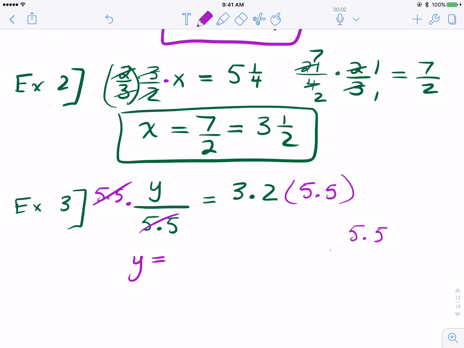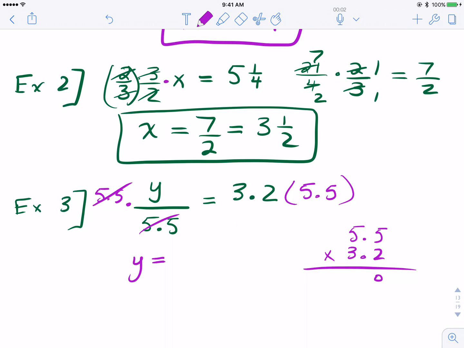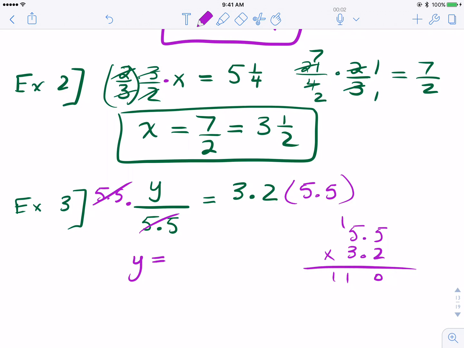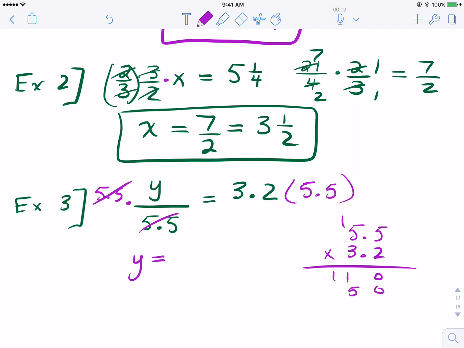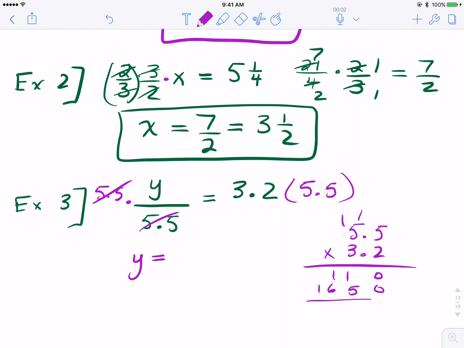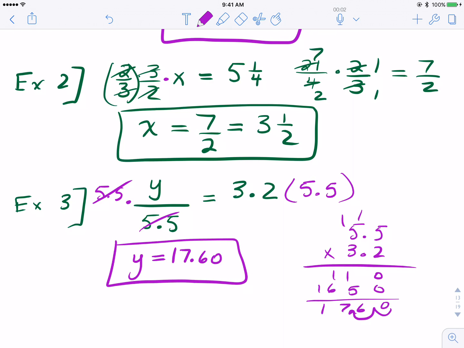Let's pretend we don't have our calculator handy. Once again, some decimal operation stuff here. And that's 16. So I got 0, 6, 7, 1. I have 2 decimal places, 0.5 and 0.2, so I'm going to move my answer 2 decimal places over to the left to get 17.60 or 17.6 for y.